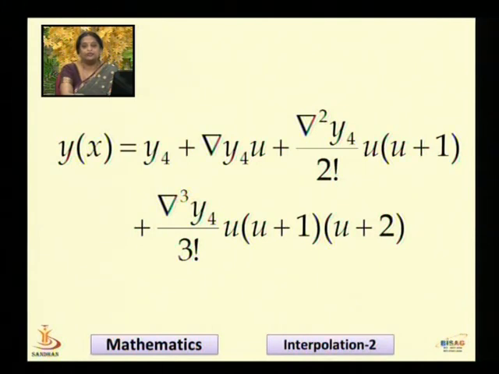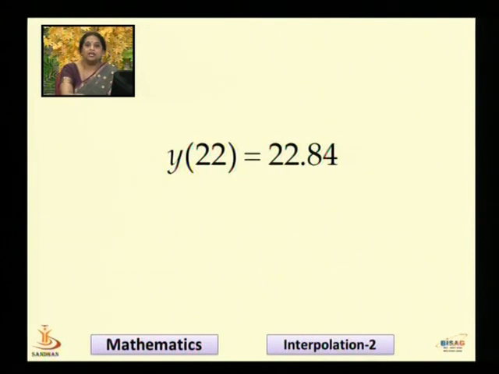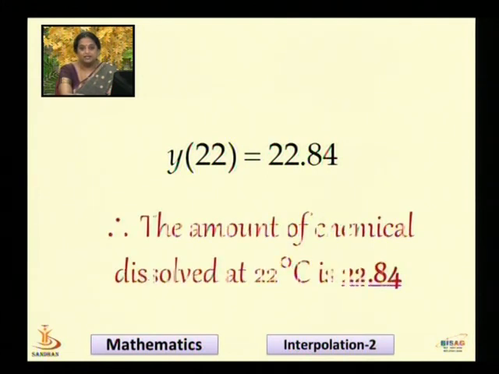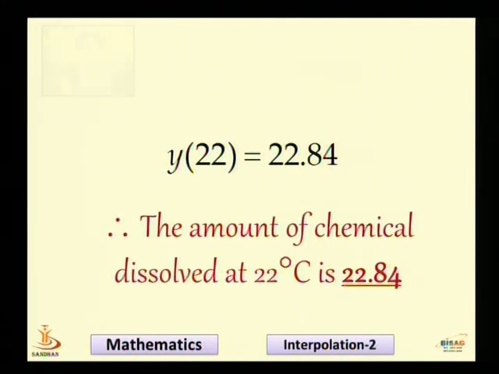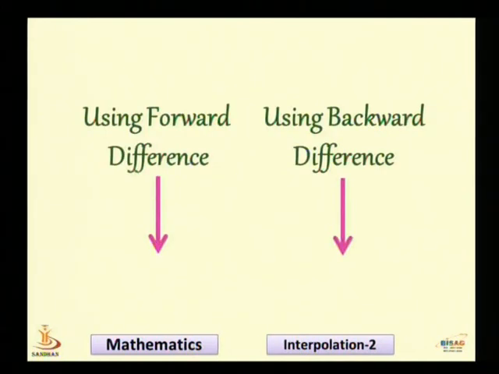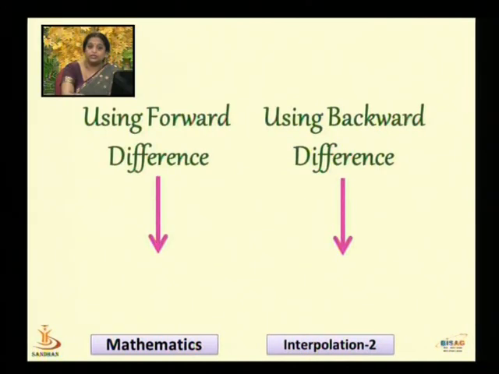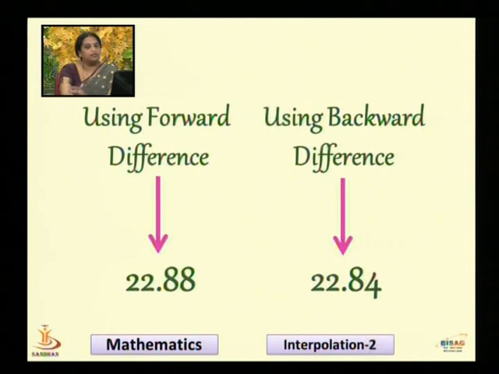y4 from the difference table and the computed value u into this equation, we can find y of 22 to be equal to 22.84. That is, the amount of chemical dissolved in 22 degrees centigrade is 22.84 units. We have computed this example using both Newton's forward difference interpolation method as well as Newton's backward difference interpolation method and found out the values.